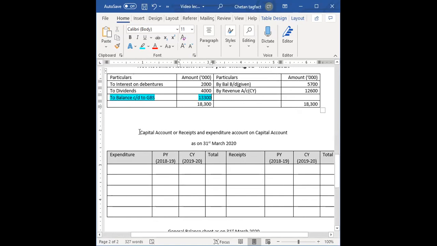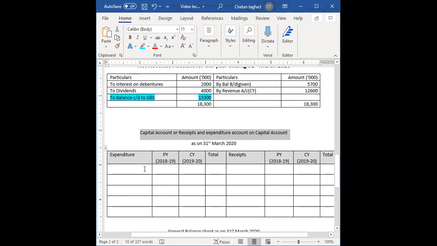And now the third step, we are going to prepare the capital account, or the other name for this is called as receipts and expenditure account on capital. So we are preparing this as on a specific date, that is 31st March 2020. As stated earlier, this account will carry 3 amount columns onto the debit side and 3 amount columns onto the credit side. So onto the debit side, the expenditures are debited, and the receipts are credited.